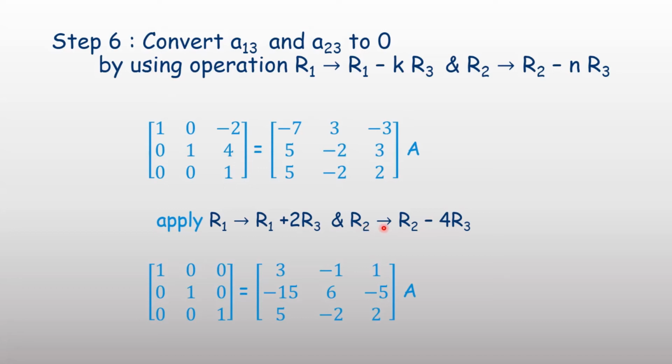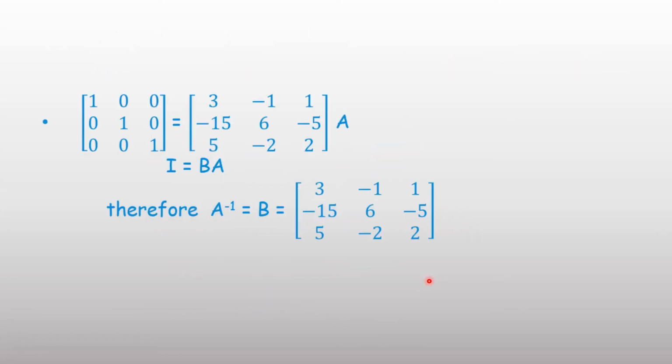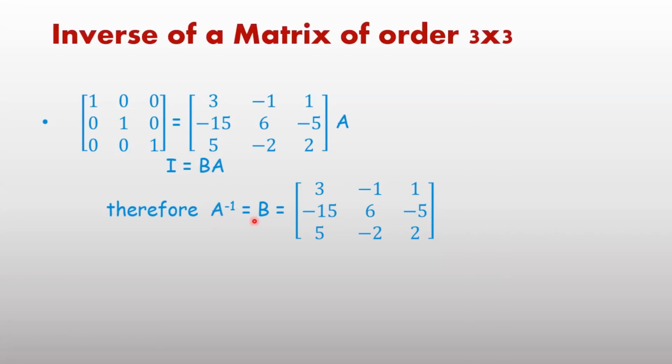Now change R2 replaced by R2 minus 4R3. R2 minus 4R3 we will get here minus 15. Then in place of minus 2, 6. In place of 3, minus 5. Then we can write this as I equal to BA or A inverse equal to B. In this pattern, after solving, you are getting inverse of given matrix.